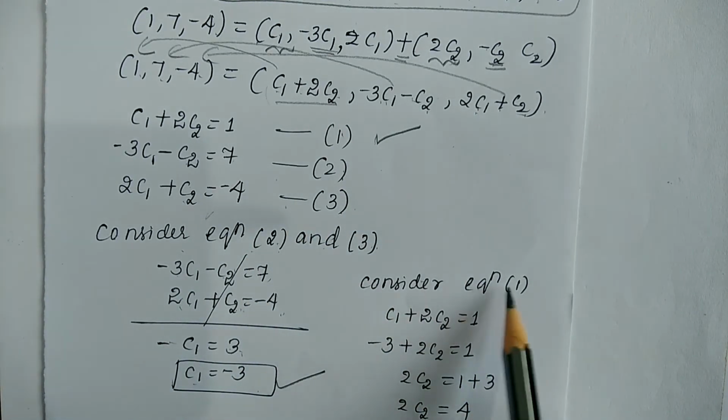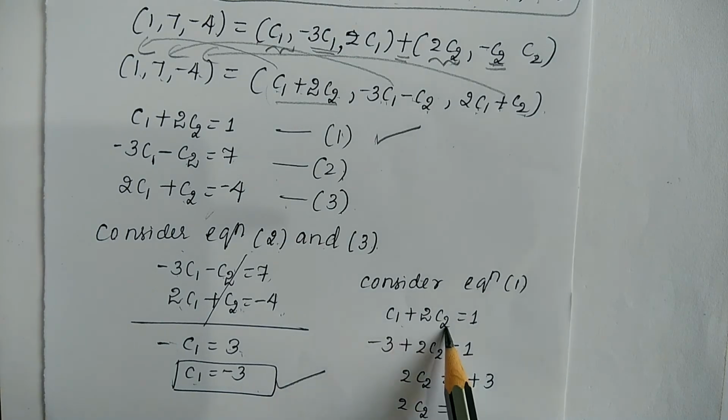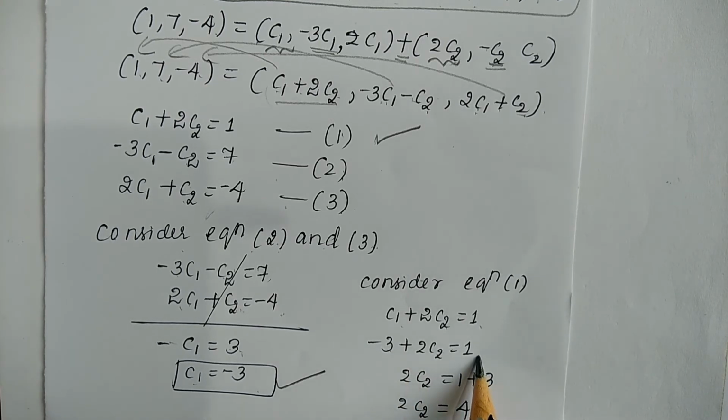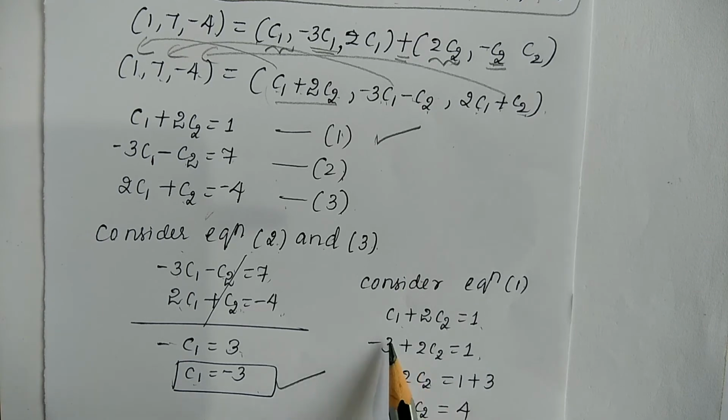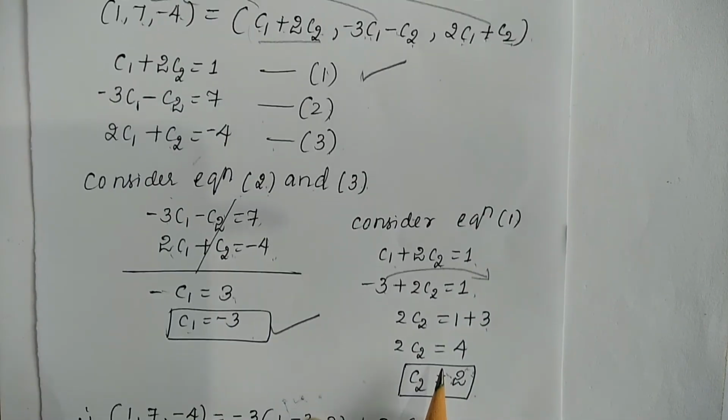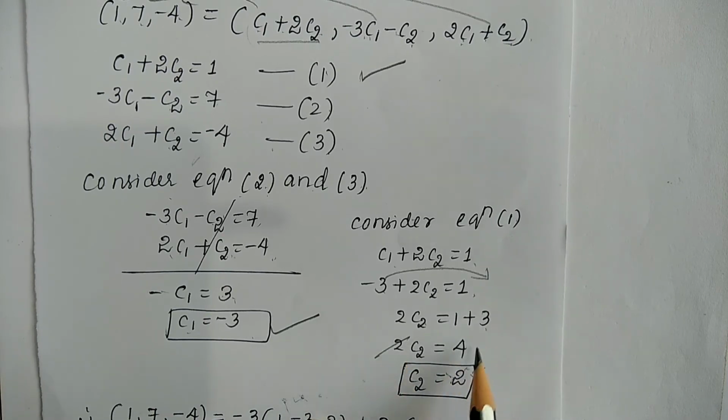Okay. So consider equation 1: C1 plus 2C2 is equal to 1. In place of C1, we get minus 3. So substitute that: minus 3 plus 2C2 is equal to 1. So 2C2 is equal to 1, and the minus 3 to the right becomes plus 3. So 2C2 is equal to 4. 2 ones are 2, 2 twos are 4. So C2 is equal to 2.